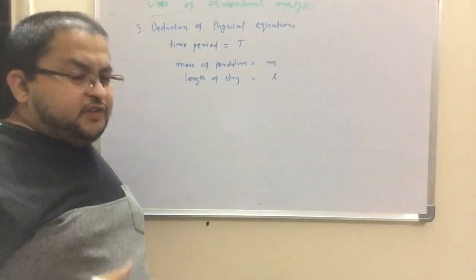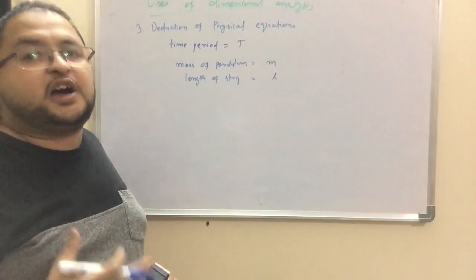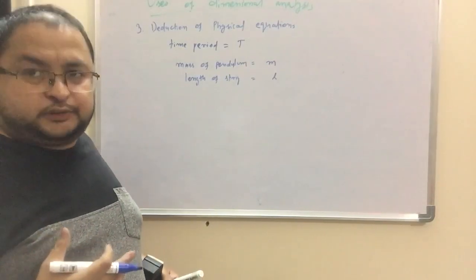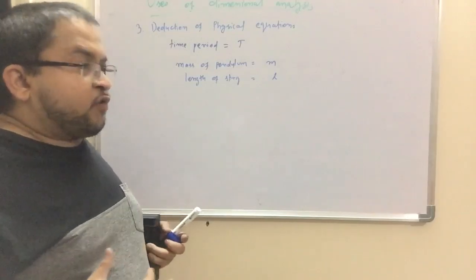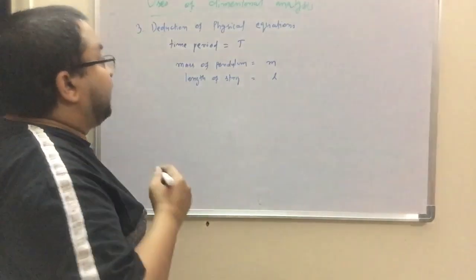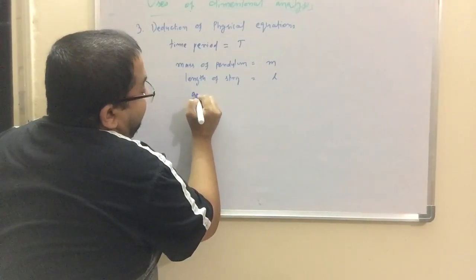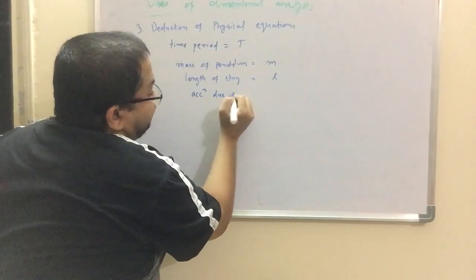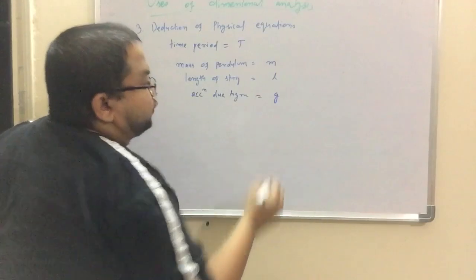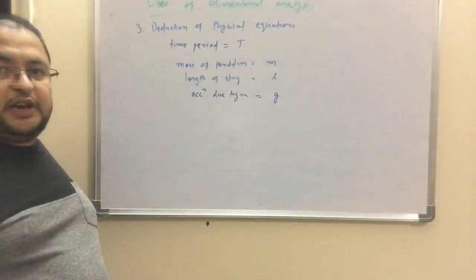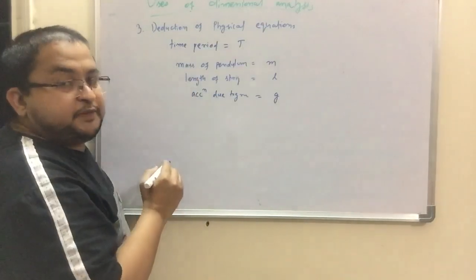Okay, and obviously we know that whenever a substance has some mass, Earth exerts its gravitational force on it, right? So it sounds very logical to believe that the time period may also depend on the acceleration due to gravity, and obviously let's use the standard notation g for that. Okay, and let us try to deduce the relationship between these quantities.